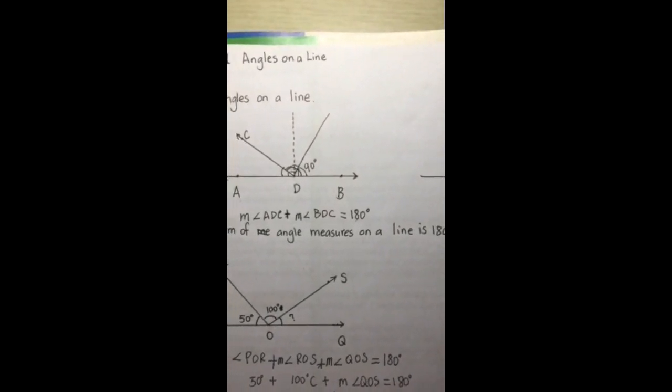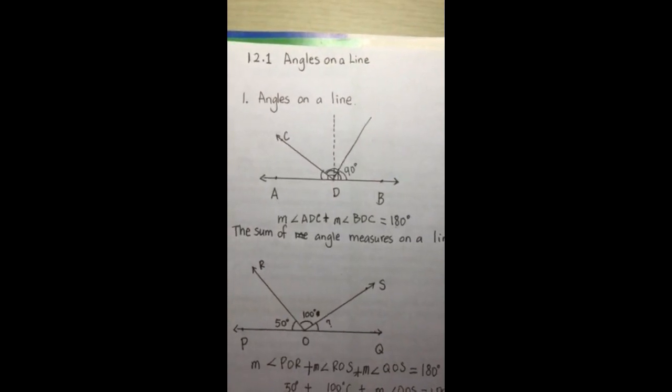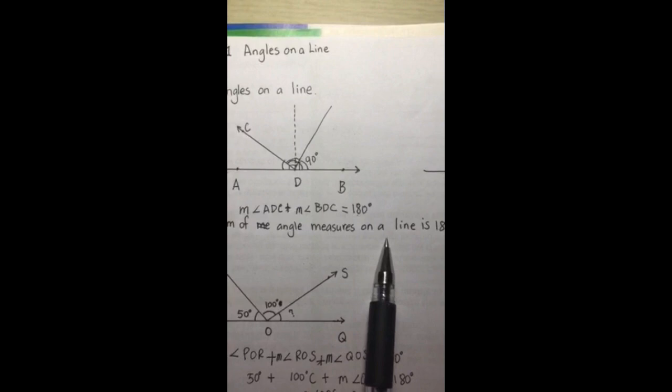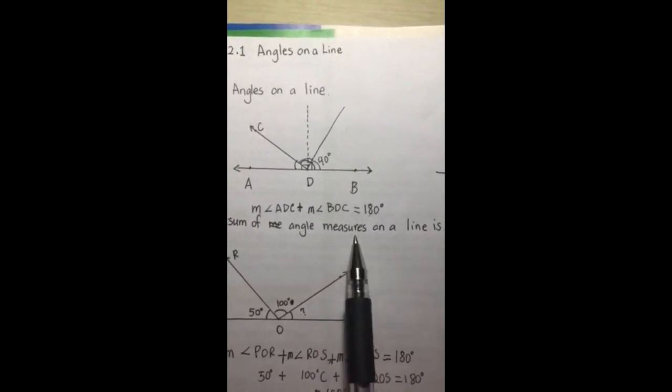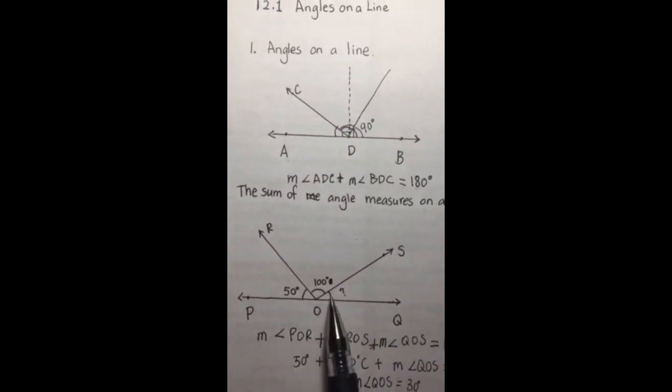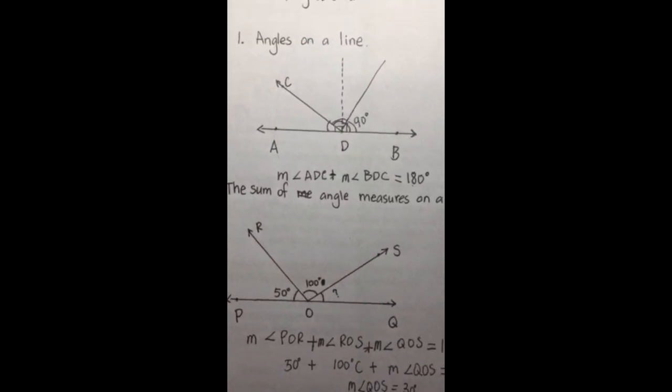Just like this one. Okay, I'm going to go ahead and show you the sentence. The sum of angle measures on a line is 180 degrees. And just like this one, these three angles are called angles on a line.